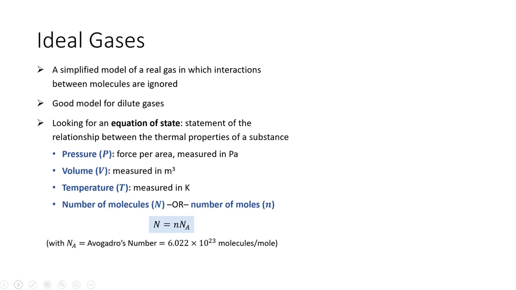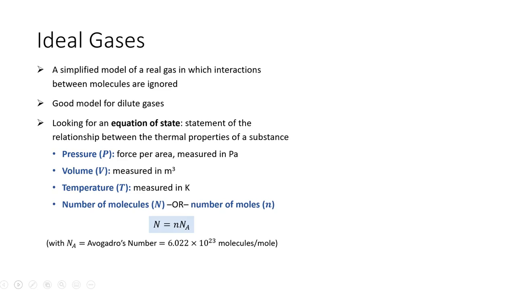Specifically, when we talk about ideal gases, we're going to be looking for something called an equation of state. An equation of state is really just a relationship between the thermal properties of a substance. Here, we're looking for a relationship between various thermal properties related to an ideal gas. The thermal properties we're interested in are pressure, which remember is force per unit area and has SI units of pascals, volume, which is measured in meters cubed in SI units, temperature, which must be measured in Kelvin. So remember, you're going to want to think about converting into Kelvin when we're using ideal gas relationships.